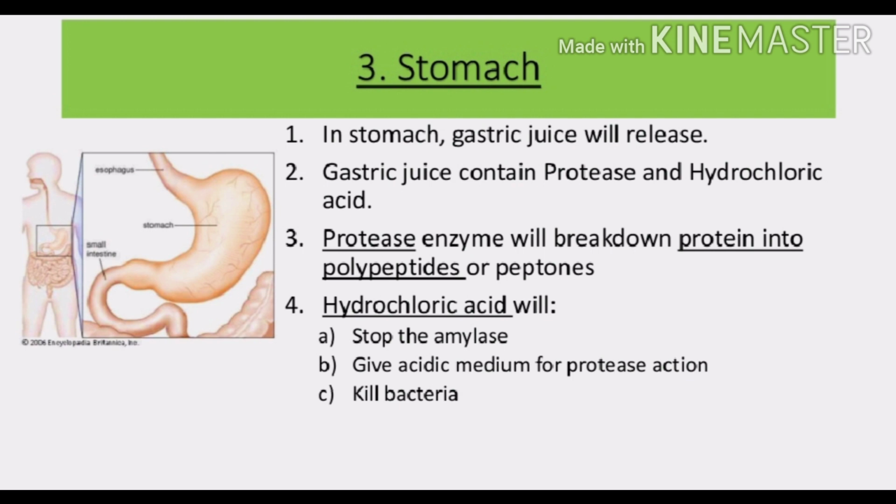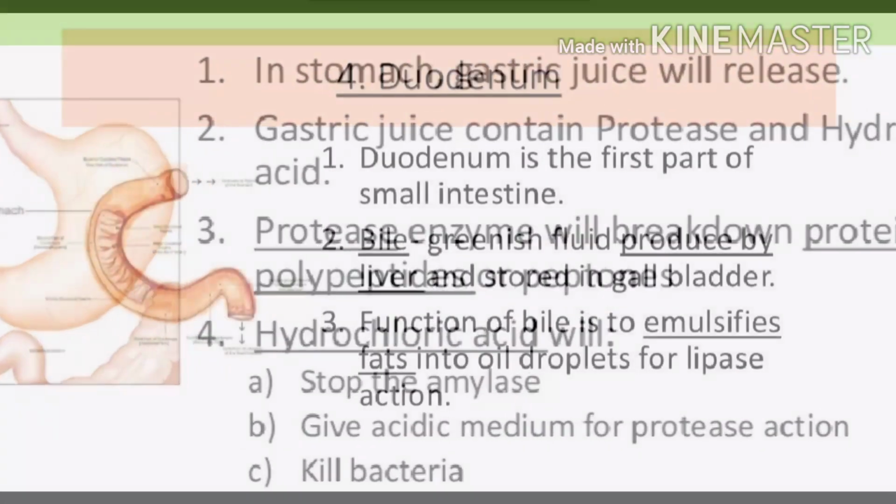In stomach, gastric juices will be released. Gastric juice contains protease and hydrochloric acid. Protease enzyme will break down protein into polypeptides or peptones. Hydrochloric acid will stop the amylase, give acidic medium for protease action, and kill bacteria.